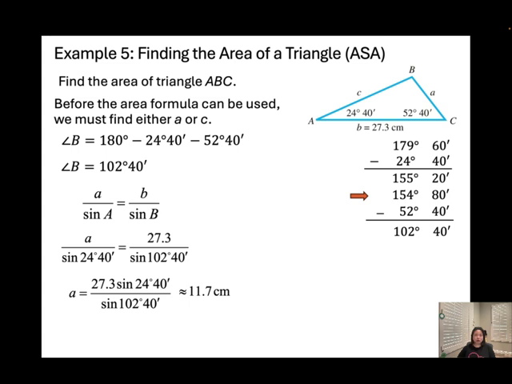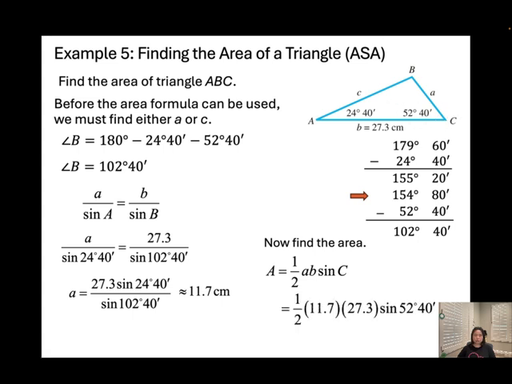Okay, now we can find the area. All right, plug it in. 1/2 ab sine C. Okay, a, b, and then sine C here. Use your calculator. You should get 127 centimeters squared. Okay, one more time. State the unit for your final answer. That will be square units for the area. That's it.